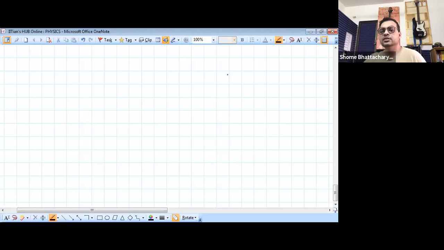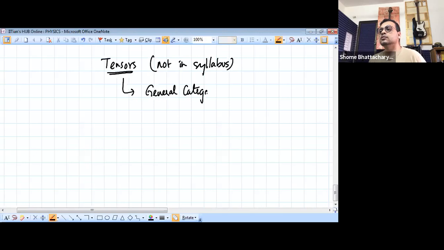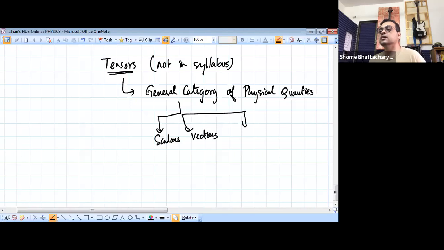Okay. Yeah, Tej, very interesting question. What are tensors? So, first of all, I will tell you tensors are not in our syllabus. But tensors are a general category of physical quantities. And they are actually divided into scalars, vectors and higher order tensors. So higher order tensors are not in the syllabus for us.